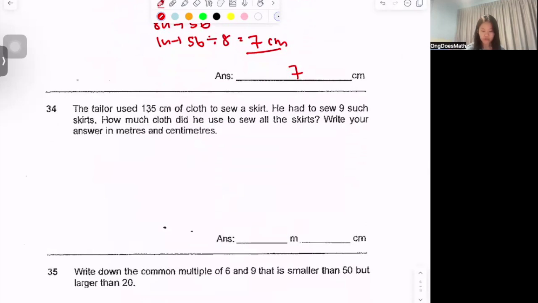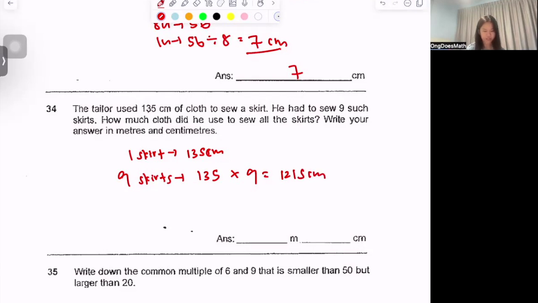The tailor used 135 cm of cloth to sew a skirt. He had to sew 9 such skirts. How much cloth did he use to sew all the skirts? Write your answer in meters and centimeters. So one skirt, you need 135 cm. To sew 9 skirts, you need way more amount of cloth, right? So instead of divide, you should times, good. So 135 times 9. And that should give you 1215 cm.